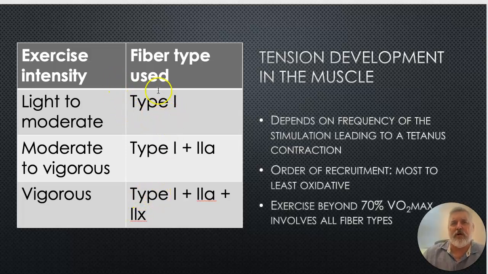And that pattern of recruitment going from light to vigorous intensity starts with type 1 and then goes to type 2A and finally 2X. If I'm going at 70% of my VO2 max, my VO2 max is that intensity where I'm utilizing oxygen to produce ATP and I can't go any harder. That's my VO2 max. At 70% of my VO2 max, I'm using all muscle fiber types to contribute to movement.